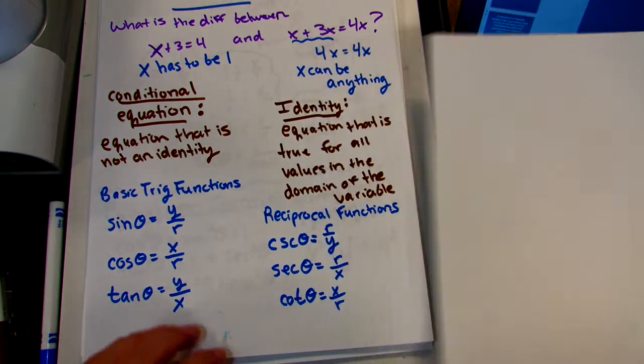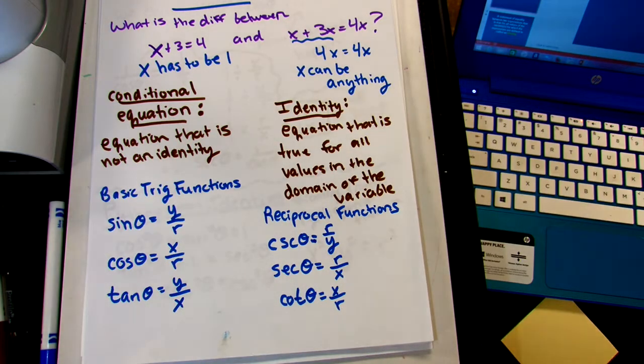Okay, we also have the reciprocal functions. That was cosecant theta, which was r over y. We also have secant theta, which was r over x. And then we have cotangent theta, which was x over y. So remember, those are the reciprocals. Cosecant was the reciprocal of sine, secant is the reciprocal of cosine, and cotangent was the reciprocal of tangent.